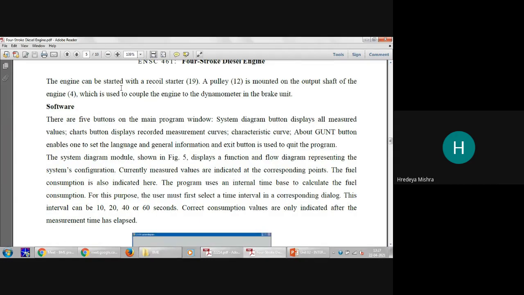Now the engine can be started with a recoil starter 19. A pulley 12 is mounted on the output shaft of the engine 4, which is used to couple the engine to the dynamometer in the brake unit. So what software is required for that?